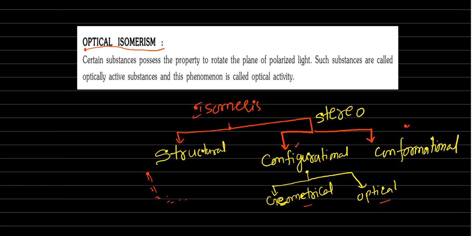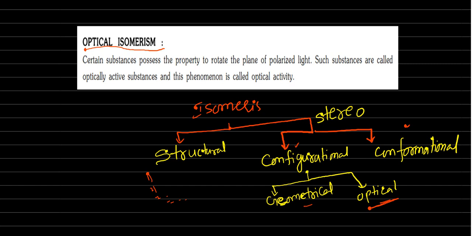In the last video we discussed geometrical isomerism. Now the topic is optical isomerism. Geometrical and optical isomerism arise due to restricted rotation of the C-C bond, meaning there is no rotation between the carbon and carbon bond. Conformational isomerism is due to C-C bond rotation.